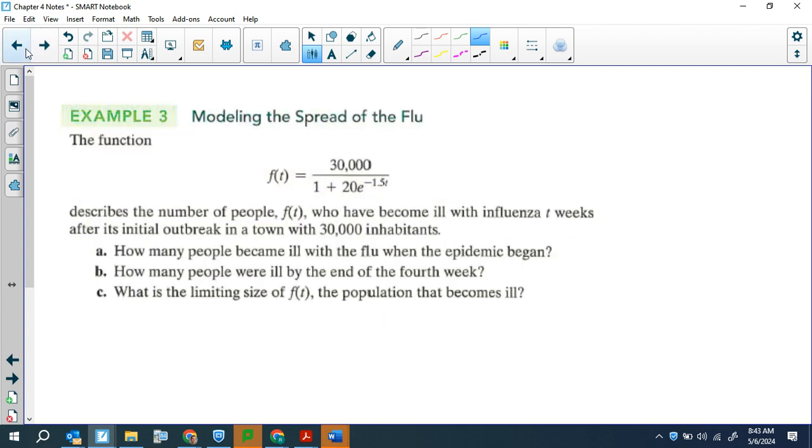All right, so an example. This is the model of the spread of the flu in a particular town. So if I were going to write this equation down, f of t equals 30,000 divided by 1 plus 20 e to the negative 1.5 times t power. And it says that f of t describes the number of people. So this is the number of people. And t is the number of weeks.